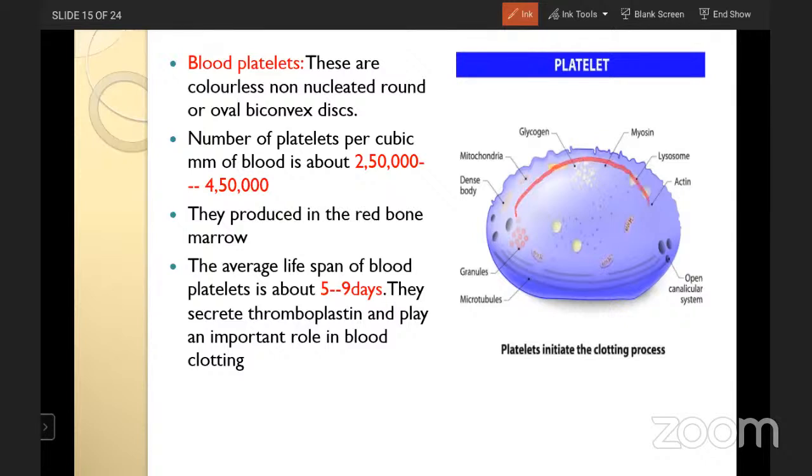The number of platelets per cubic mm of blood is about 2,50,000 to 4,50,000. They are produced in the bone marrow. The average lifespan of a platelet is about 5 to 9 days. They secrete thromboplastin and play an important role in blood clotting. With the help of thromboplastin, there is a chance of clotting of blood. That is the reason platelets are useful for clotting of the blood. It is very essential when injury or any damage occurs in any part. So this is about the platelets.